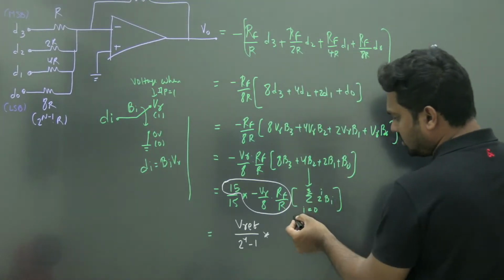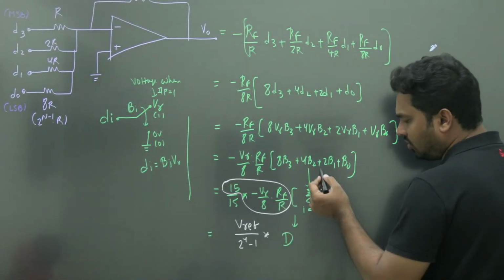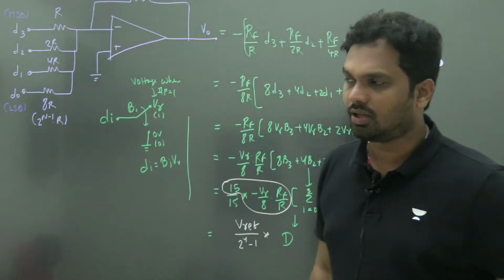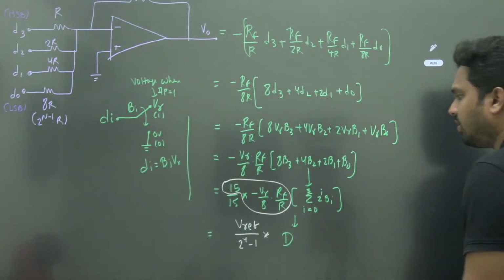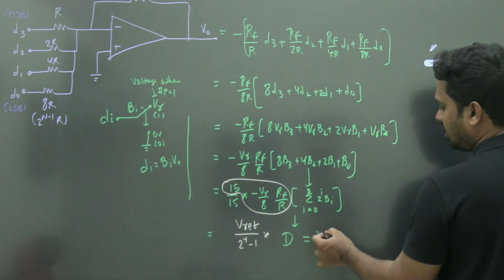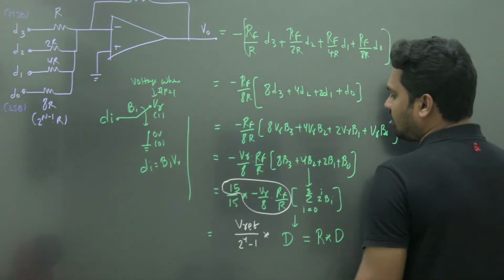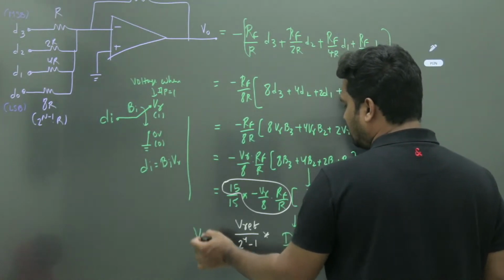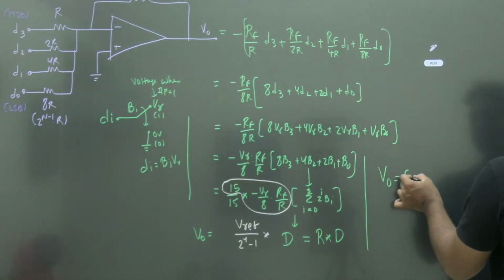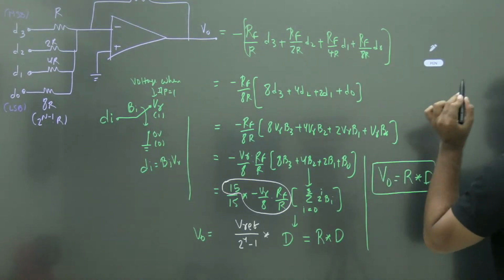Now what is this? This is nothing but the decimal equivalent of the number: sigma i equal to 0 to 3, 2 to the power of i Bi. It is nothing but the decimal equivalent of the binary number. And V reference by 2 power n minus 1 can be written as resolution into decimal equivalent. So it is satisfying the required condition. My output must be equal to resolution into decimal equivalent, so it is satisfying the condition.